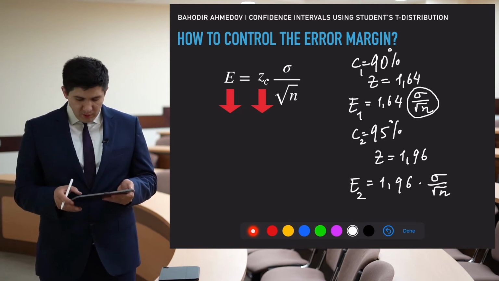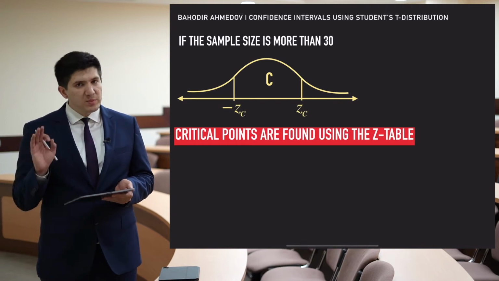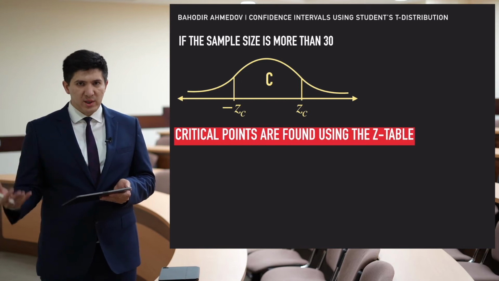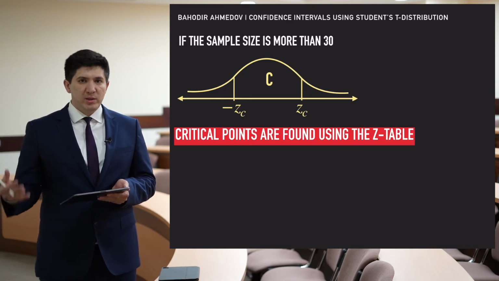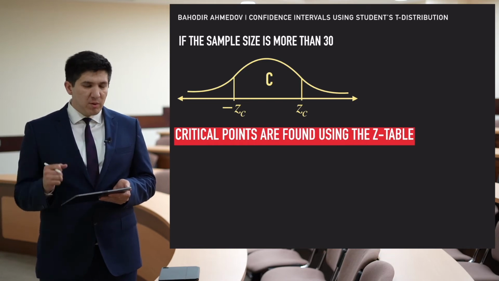So now, when the sample size n is bigger than 30, we are going to find the critical points using the so-called Z table. So it was given in the criteria in the algorithm of the confidence intervals from the previous lecture.